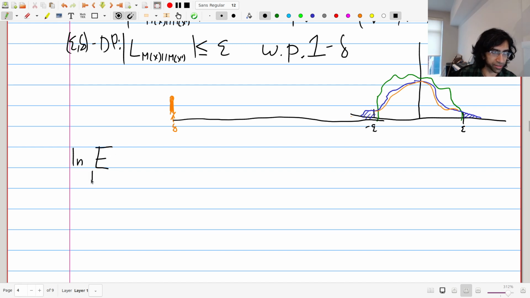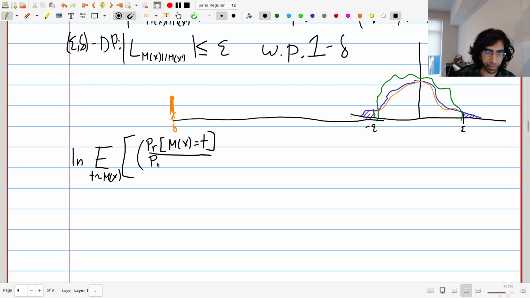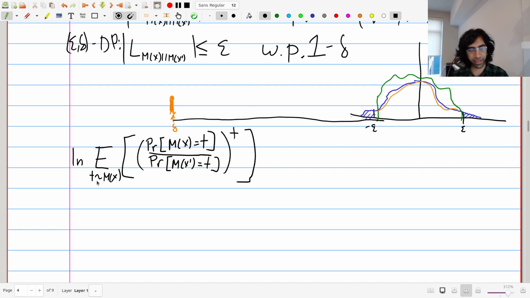of the expectation of, let's say, t drawn according to M of x, of the probability that M on x is equal to t divided by the probability that M on x prime is equal to t, where of course x prime is a neighboring data set, raised to the power of lambda. So yeah, we're essentially going to consider this expectation; this is not a t, this is a lambda. So this is some sort of parameter here. This is sort of the interesting thing.